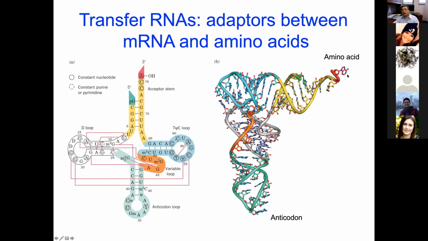On the 3' end, it has a conserved CCA sequence, which in eukaryotes is added by an enzyme. In bacteria, all the tRNAs already have this CCA sequence when they are synthesized. And the amino acid is coupled to the 3' hydroxyl group of the last nucleotide.